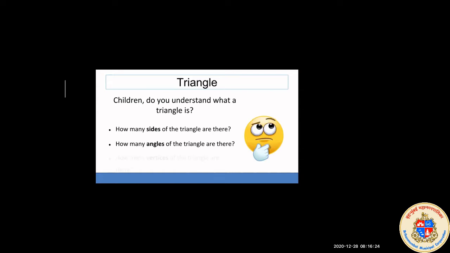Okay, there are also three angles. And how many vertices are there in the triangle? So there are three vertices. Very, very good. So these are the basic things we know.